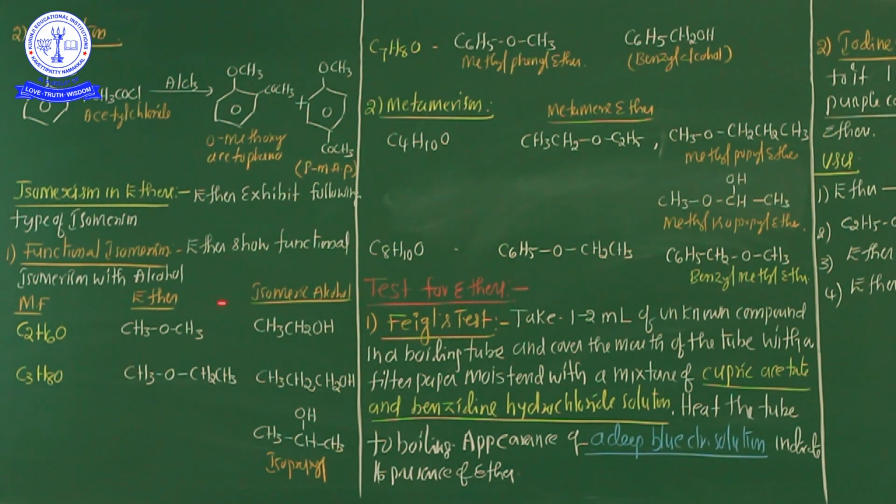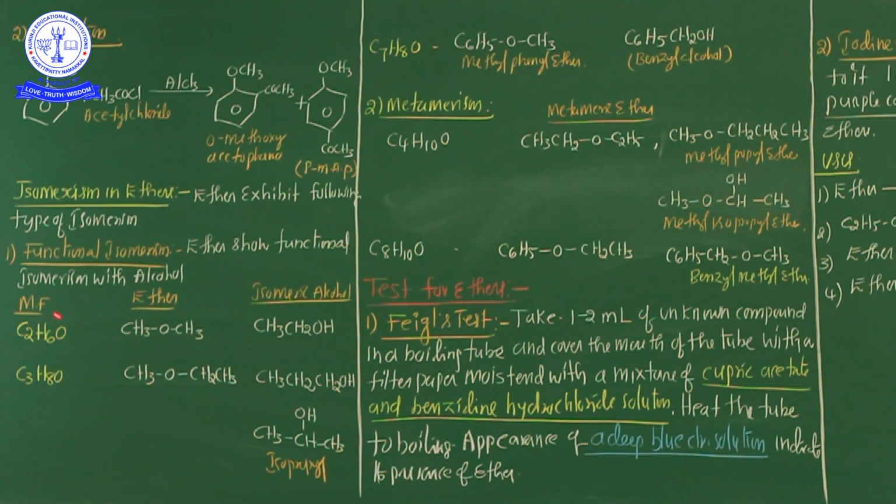Isomerism in ethers. You know very well that a functional group can show different kinds of isomerism. Ether exhibits mainly the following two types of isomerism. Number one is functional isomerism. Ether shows functional isomerism with alcohol having the same number of carbon atoms.